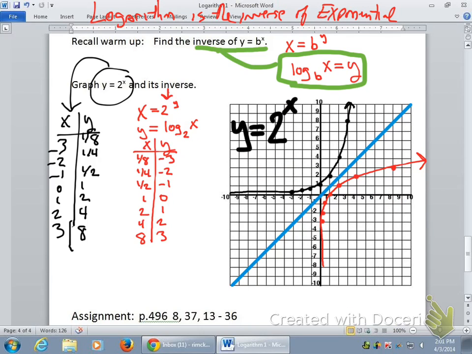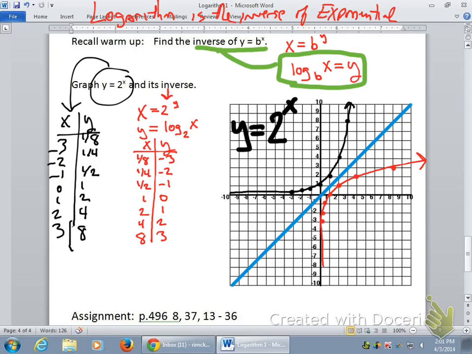So tonight when we graph logarithms, instead of making a table of values for the logarithms, I want you to make a table of values for the inverse, which is the exponential, and then switch all the values. So I want you to do your graphs tonight based off of the exponential and then switch them. Now I do want to finish this up by talking about domain and range.